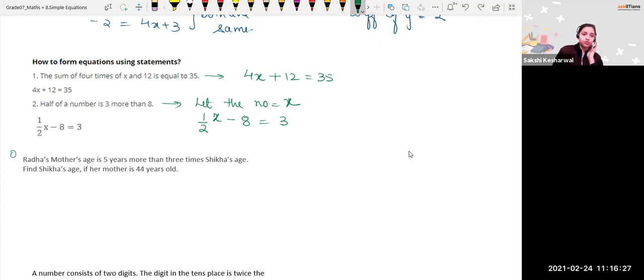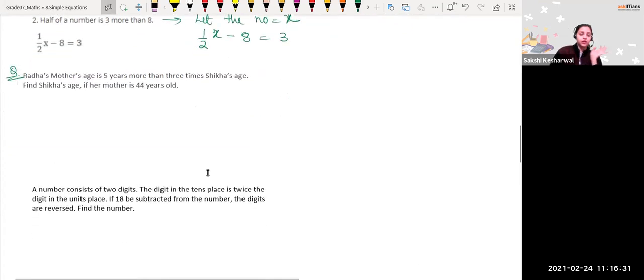Now, let's do this question. It says that Radha's mother's age is 5 more than 3 times Shikha's age. Now, just think in this way.